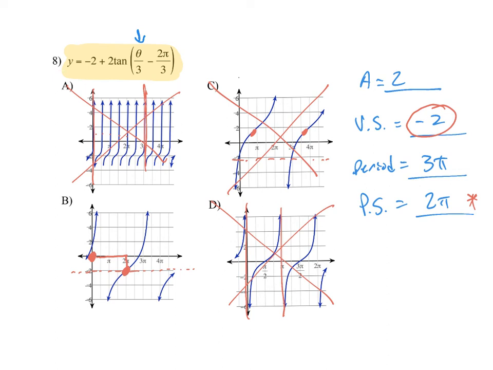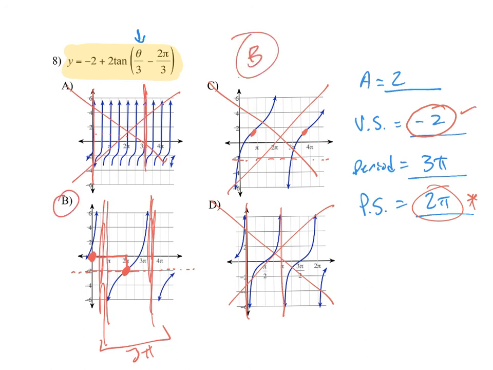So keeping that in mind, we do have the right period, which is somewhere between here and here, which is 3 pi. It's actually probably scooted over a little each way. So we've got the period, which is 3 pi. We've got the phase shift, which is 2 pi, and the vertical shift, which is down 2. So I'm going to choose letter B for this and then move on to the next problems.